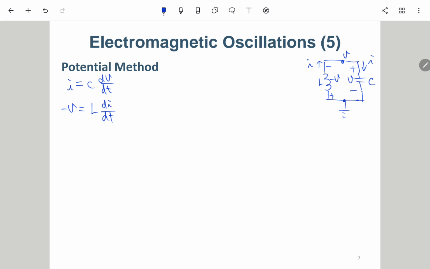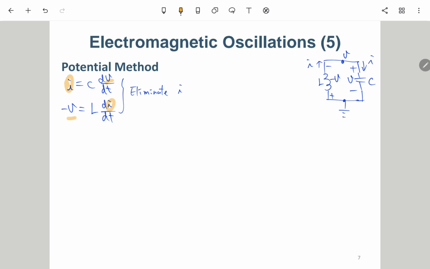Okay, so we have these two ODEs. We would like to solve them, and it doesn't really matter if you like to eliminate I or eliminate V. Both of them are okay. In this case, let's say we try to eliminate I. I and V are both unknown functions that we would like to find.